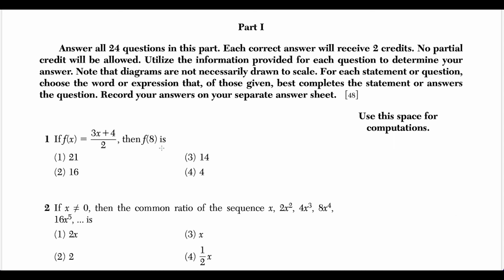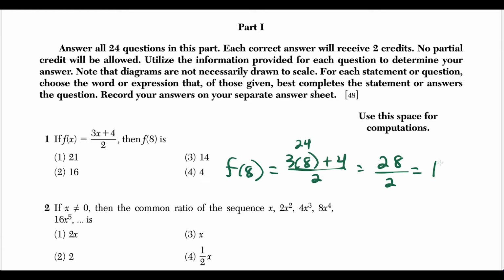So first up here, we want to find f of 8, and we have this function here. Now, you can use a calculator for this, but we could just go ahead and plug in 8. So we're going to have 3 times 8 plus 4 divided by 2. This is going to make 24. So 24 plus 4 is going to give us 28 divided by 2, and 28 divided by 2 is 14. So this is going to be choice 3.